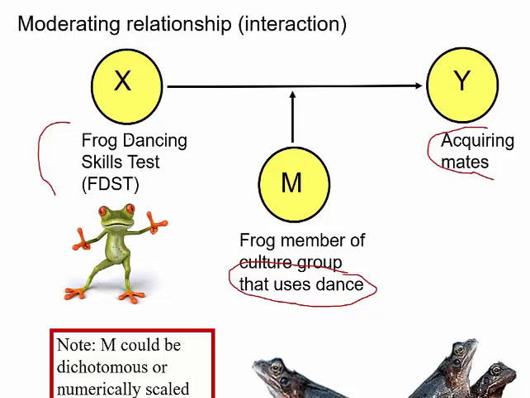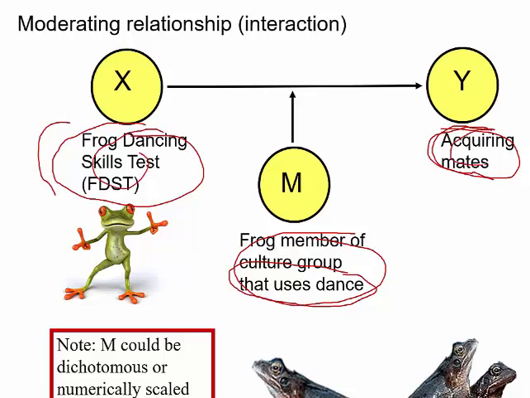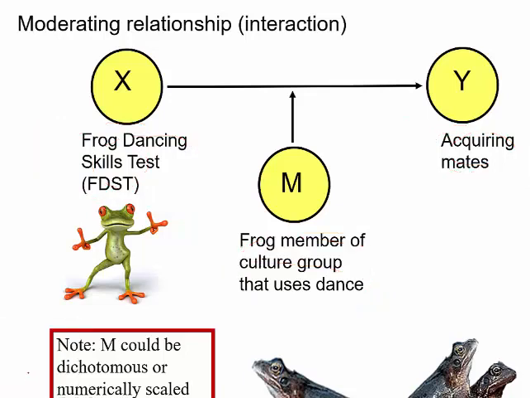And so, what I'm looking at here is whether frog dancing skills predict acquiring mates, and whether that might be moderated, that is, if there's an interaction, by the frog's cultural group. So the cultural group could be the moderator, with the idea that culture might moderate the relationship between dancing skills and acquiring mates.